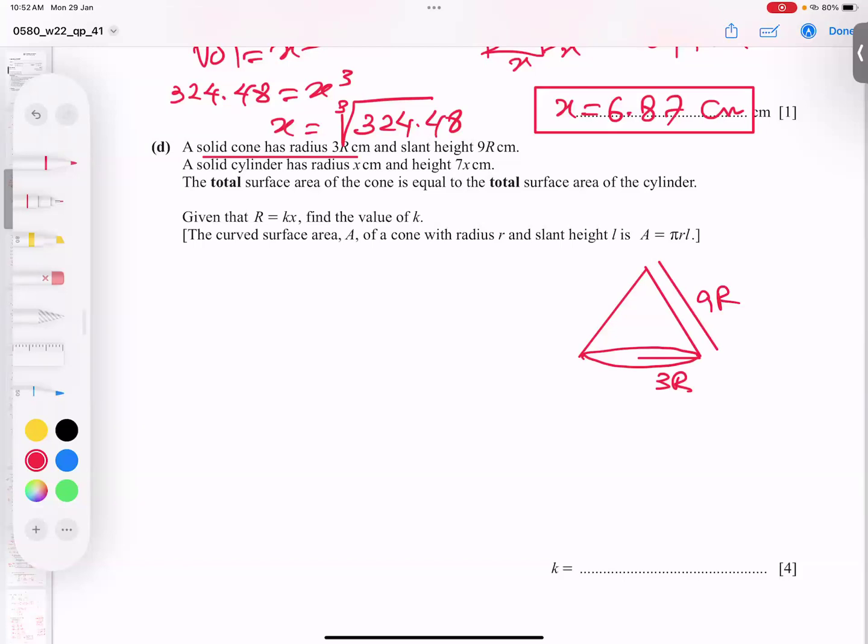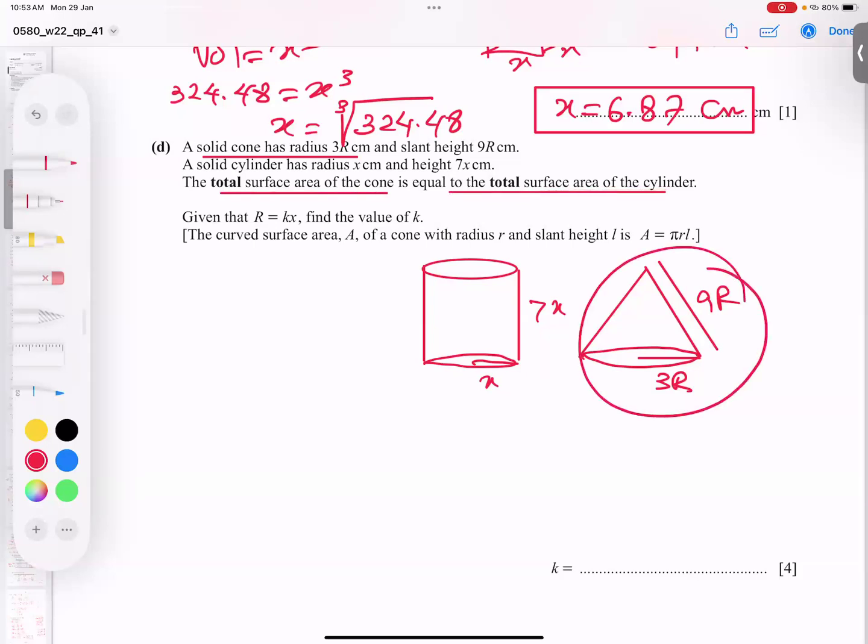And a solid cylinder has a radius x. It means I will make a cylinder also. No problem at all. The solid cylinder height is given by him as 7x, and the radius is given as x. He said the total surface area of the cone is equal to the total surface area of the cylinder. So what is the TSA of this and the TSA of this? Both are equal to each other.